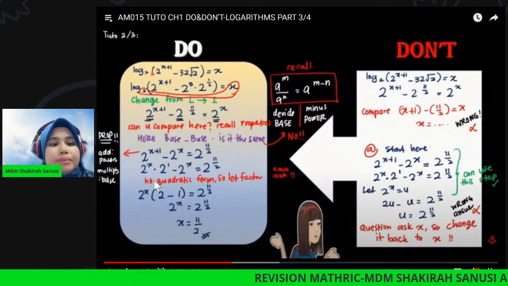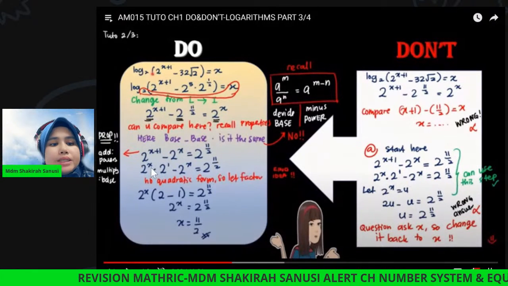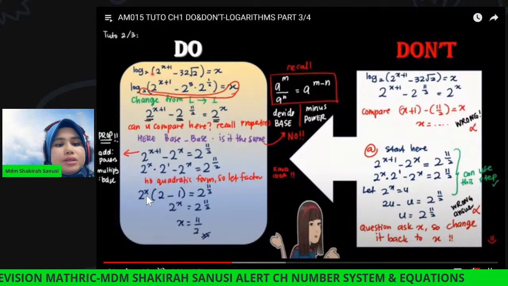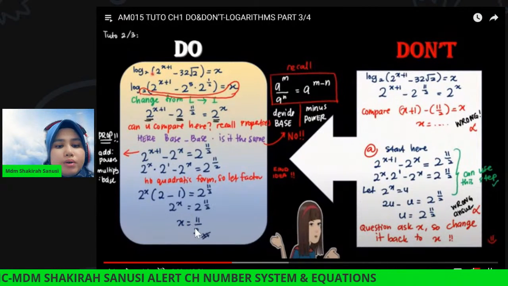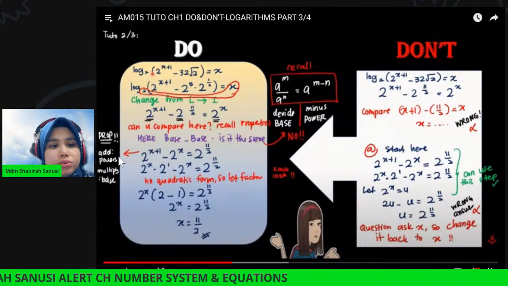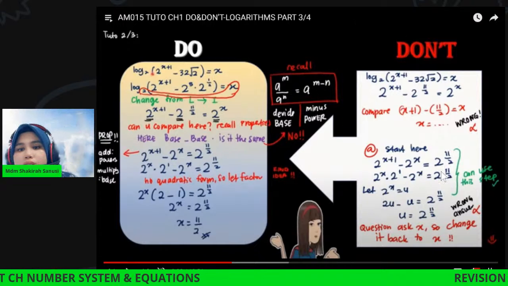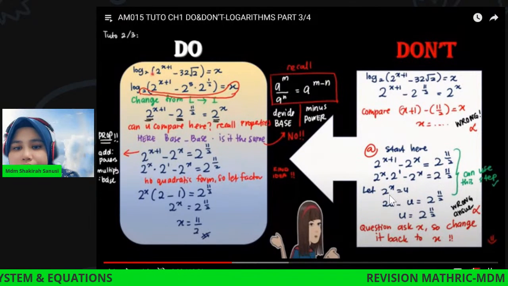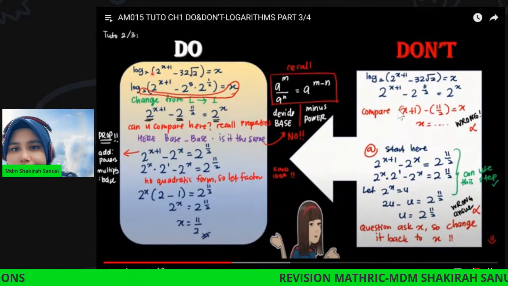Bila kita pecahkan tadi, kuasa tambah. So, bila kuasa tambah, base yang akan darab. So, kita boleh faktor 2 power of x, dan kita dapat x value. Okay. What you shouldn't do here. Okay, apa yang awak tak patut buat dekat sini.